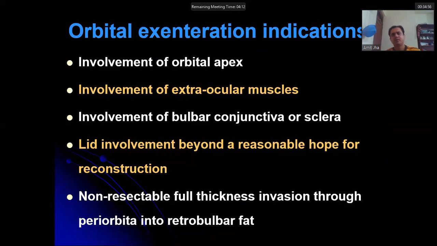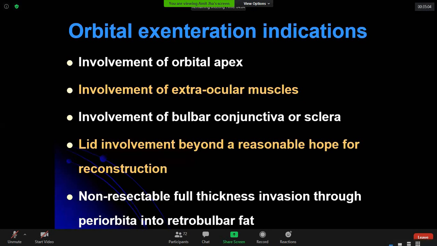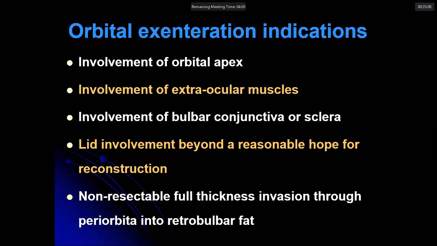Now, orbital exenteration. This is the last topic, and hopefully we have 4 minutes, so it may be possible for us to finish here. Orbital exenteration is done if the orbit is involved: involvement of extraocular muscle, involvement of conjunctiva or sclera, involvement beyond a reasonable hope for reconstruction, and non-resectable full thickness invasion through periorbita into retrobulbar fat.